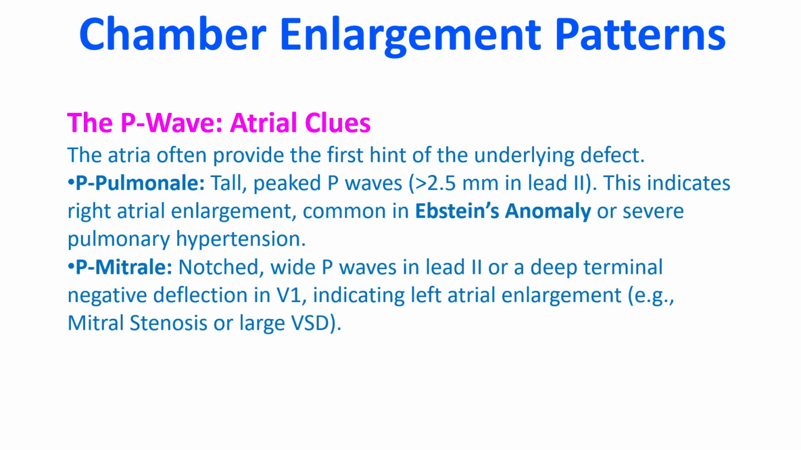Moving on to the atria, they often provide the first hint of the underlying defect. P pulmonale, tall peaked P waves more than 2.5 mm in lead 2, indicates right atrial enlargement and is common in Ebstein's anomaly or severe pulmonary hypertension. P mitrale, notched P waves in lead 2 or a deep terminal negative deflection in V1, indicates left atrial enlargement in large VSD and mitral stenosis, which could be congenital.